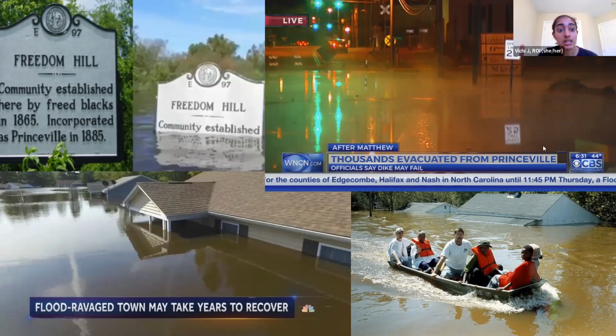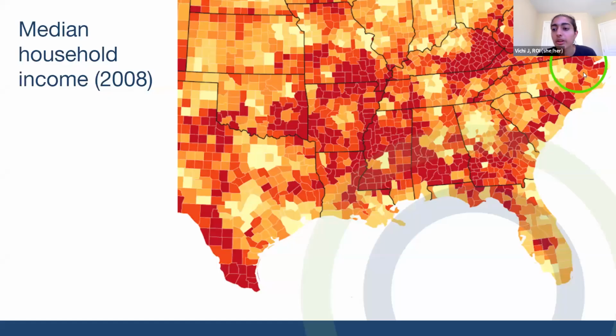And it's not just climate related. In addition, as often happens, these things are sort of interrelated. And so if you look at some other maps, this is our community here in the green circle. This is median household income across the Southeast. Darker colors mean lower income, and you see that there's a swath of rural counties across the Southeast that struggle the most.